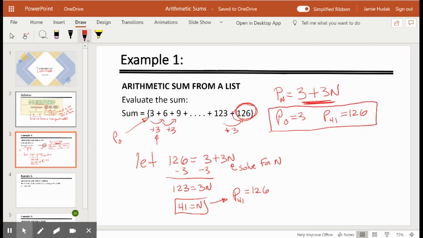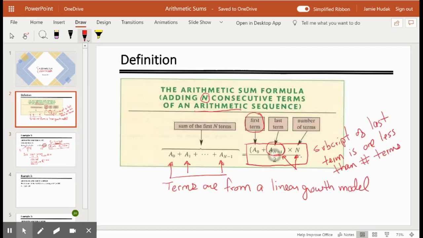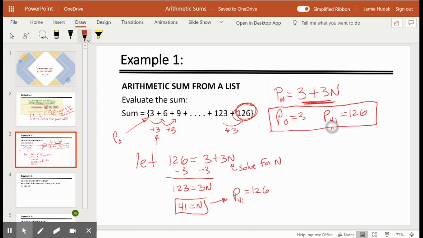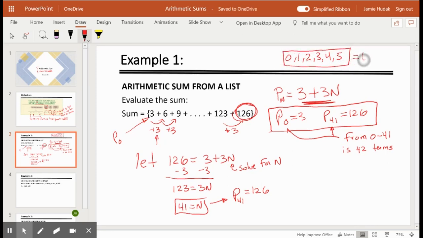I'm going to go back to the previous slide. Remember, we said that the subscript is 1 less than the number of terms. So if our subscript is 41, that means we have 42 terms if you start counting from 0. From 0 to 41 is 42 terms. And if we were just to count from 0, 1, 2, 3, 4, 5, you can see that from 0 to 5 is 6 terms. So it makes sense that from 0 to 41 is 42 terms.